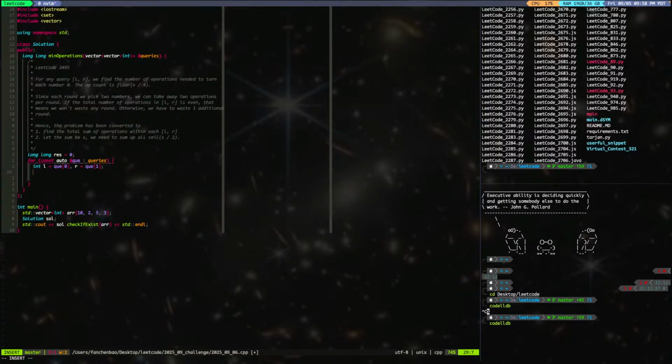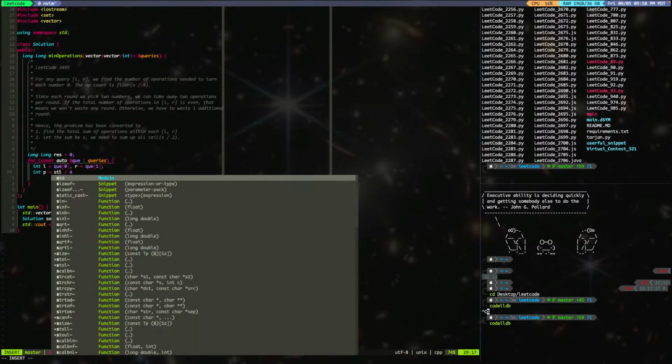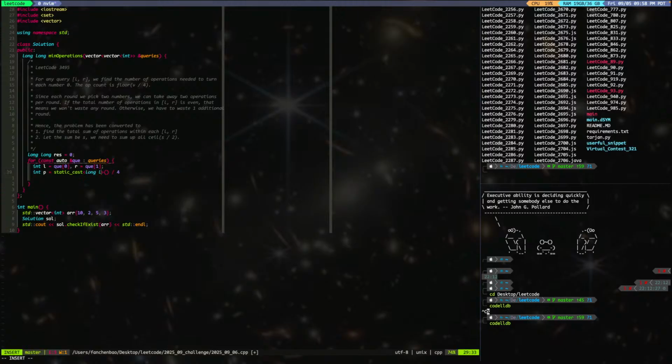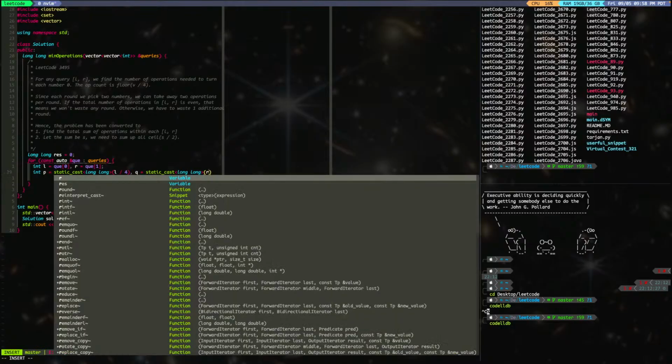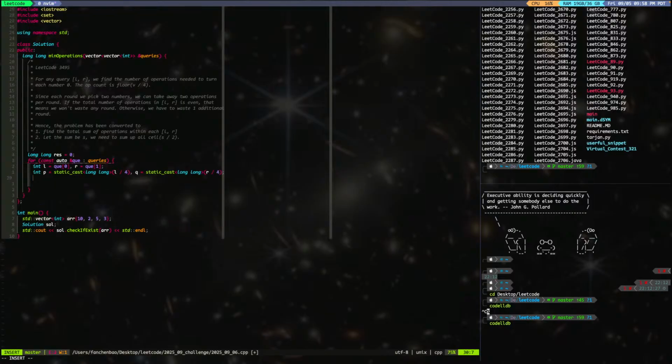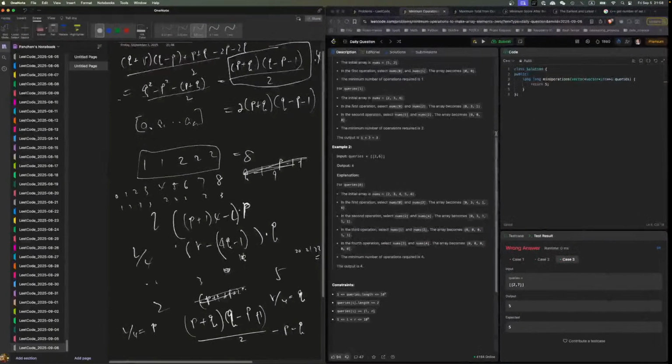Alright, the next thing we need to do is p. So p is l divided by 4, right? But we need to turn this into static cast. Let's just turn to long and make it much easier to handle all the other things. Okay, so q is static cast long r divided by 4. Alright, so we have p and q, we have l and r.